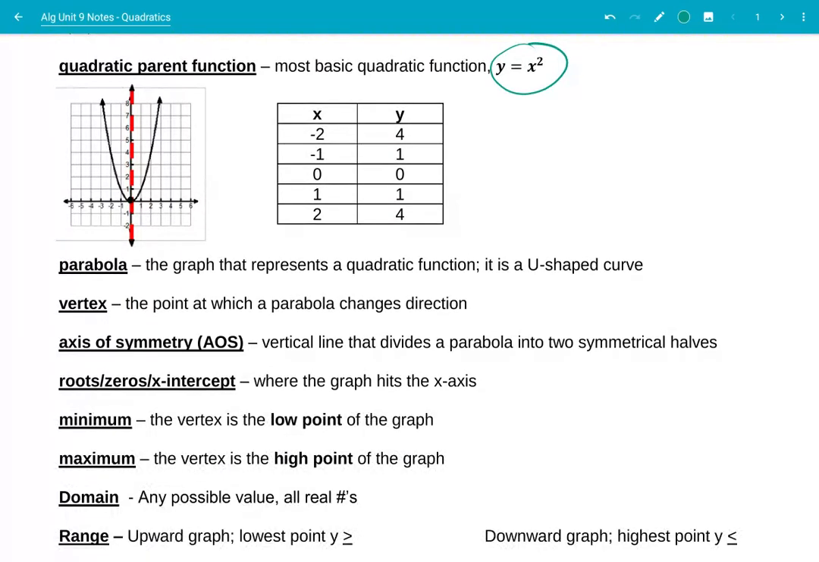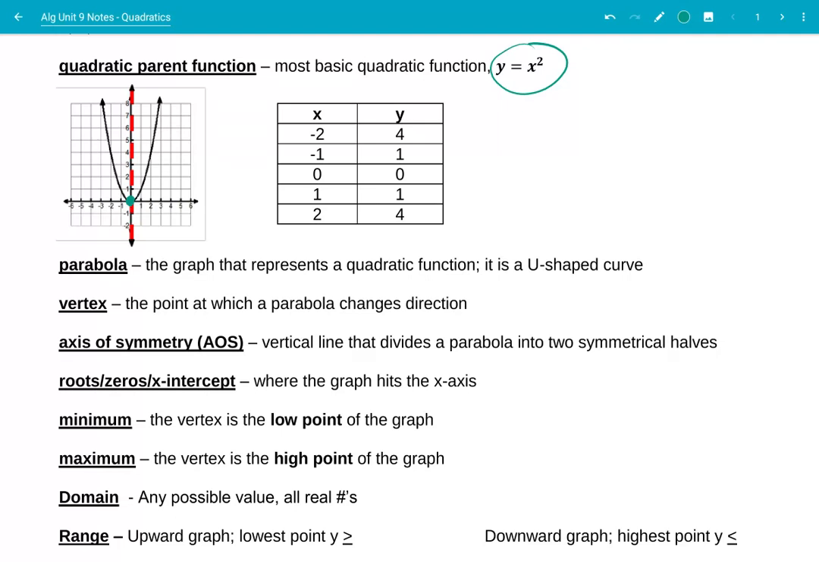So here's the most basic one. This is the parabola of y equals x squared. And the parabola is a graph that represents a quadratic function. It's a U-shaped curve. The vertex, first thing, is the point at which a parabola changes direction. This is the vertex right there. That's also usually the highest or the lowest point of the graph.